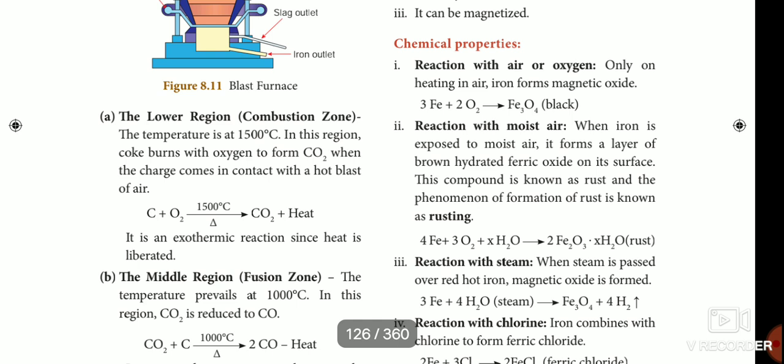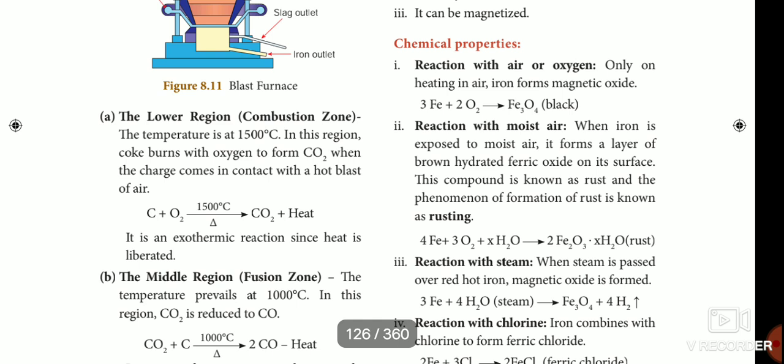Then dilute nitric acid. Iron reacts with nitric acid to form iron nitrate, ferrous nitrate, and ammonium nitrate, along with removal of water molecules. Ferrous nitrate is the chemical name for the iron nitrate formed, and the other product is ammonium nitrate.